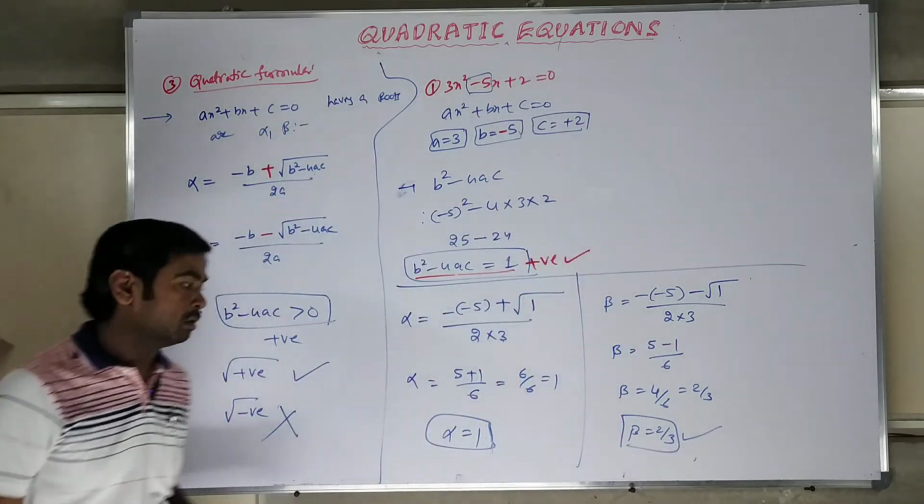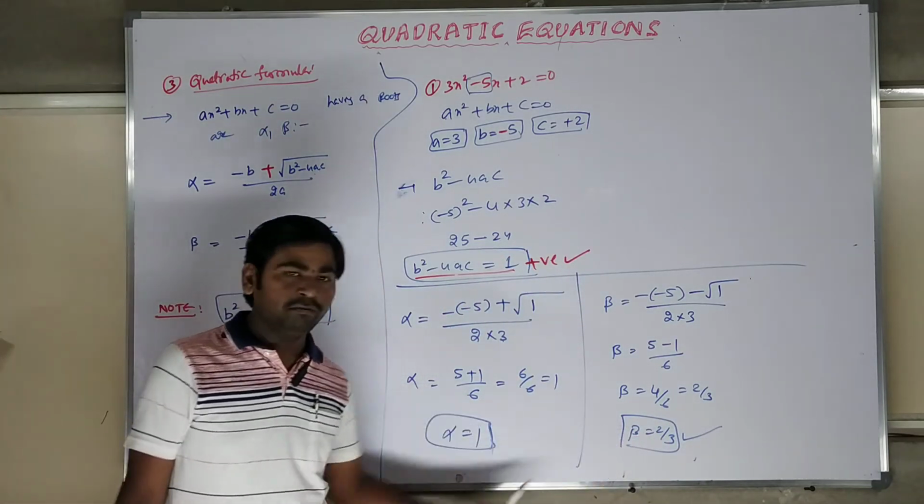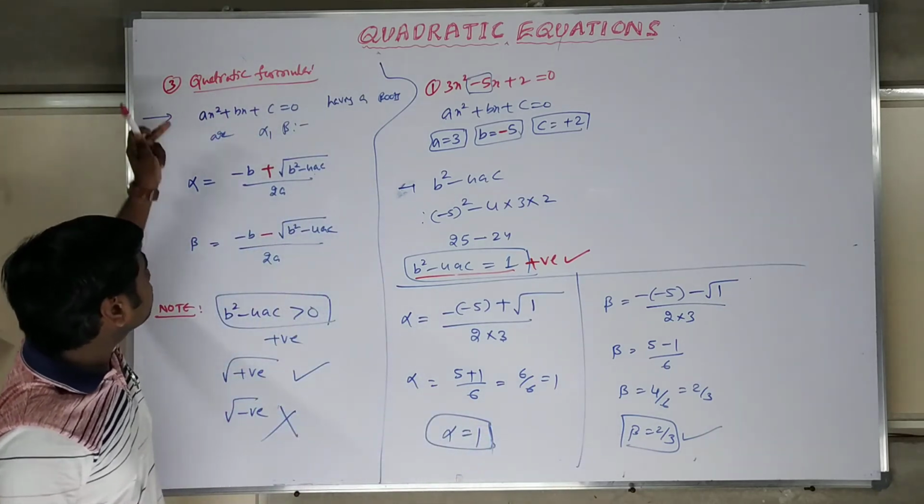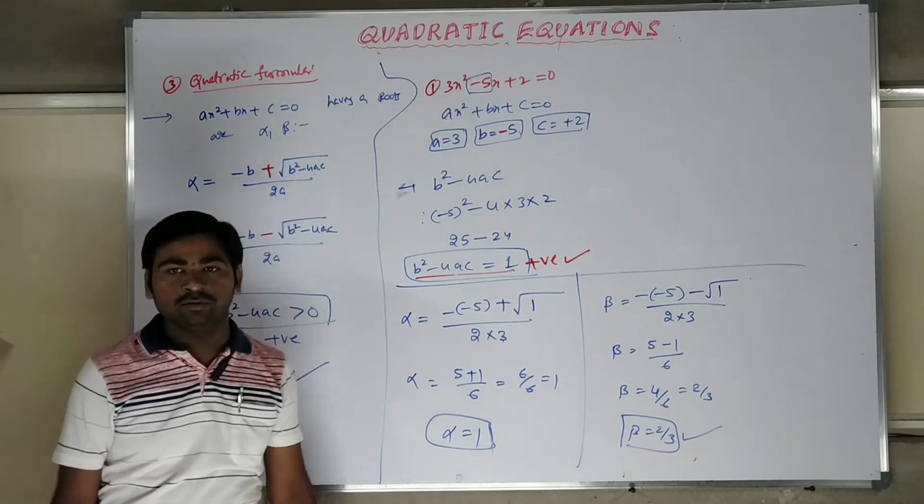This is the way you can do the problem. Alpha is equal to 1, beta is equal to 3. If you are having a doubt, substitute these two answers in the equation. The equation becomes 0. We have a solution.